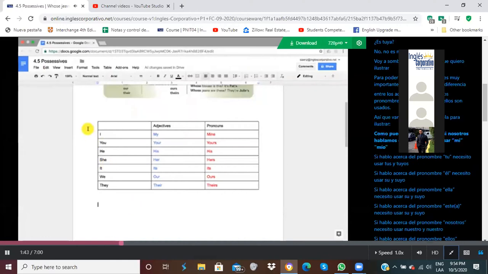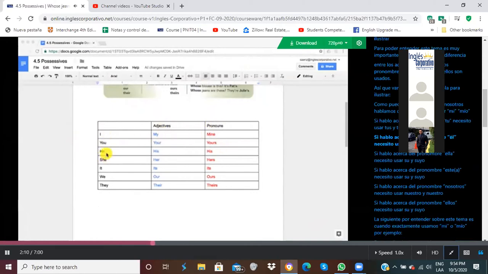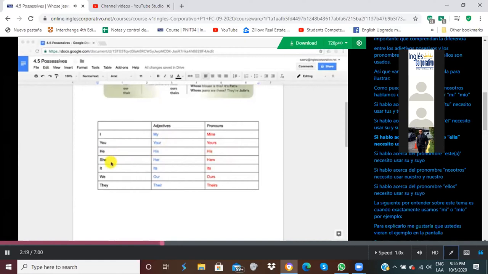As you can see on this chart, if I talk about I, I will use the possessive adjective my and mine. If I talk about you, I will need to use your and yours. If I talk about he, I will need to use his and his. If I talk about she, I will need to use her and hers.